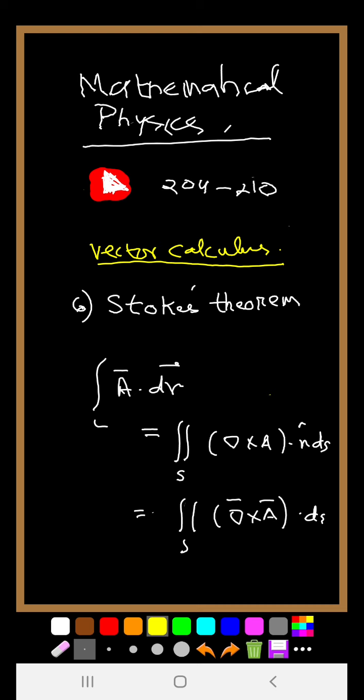This line integral of the tangential component of a vector A dot dr, taken around a simple closed curve C, is equal to the surface integral of the normal component of the curl of the vector. This is called curl, and the normal component means dot n, taken over the surface having C as its boundary. This is the Stokes theorem.